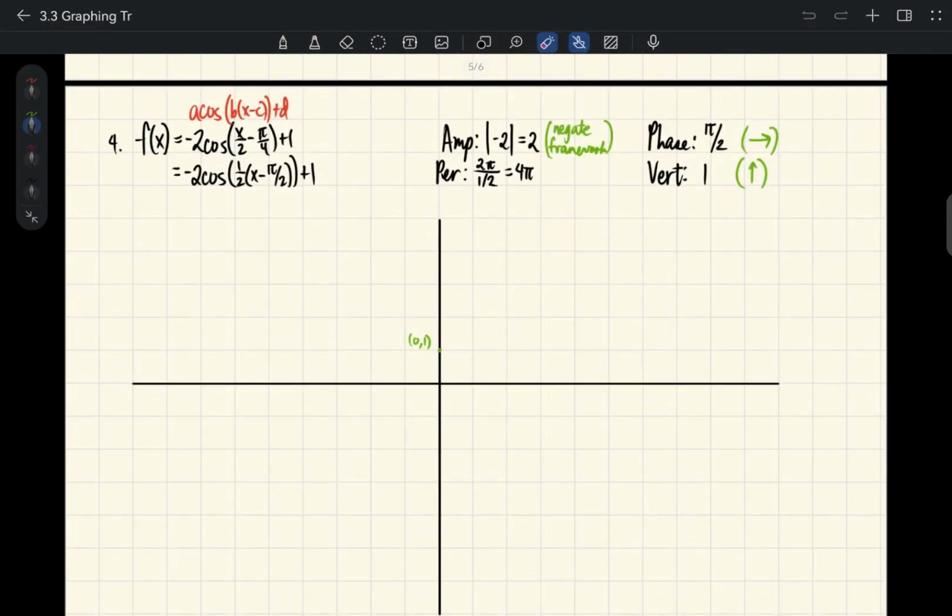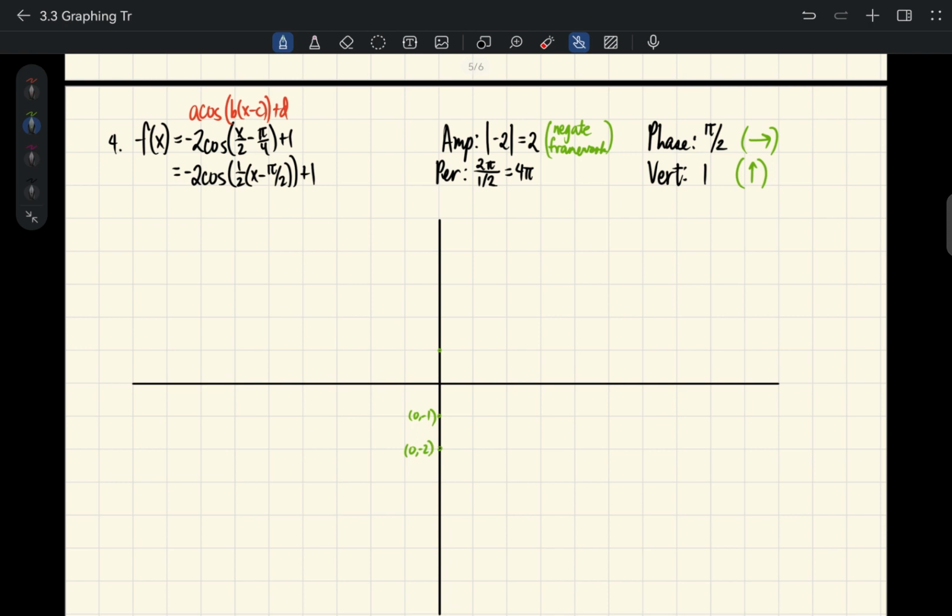So first, since we have a negative sign, we have to multiply by negative 1 first in the y-coordinate. So we're considering this time (0, -1). Then after that, since you have an amplitude of 2, we have to multiply the y-coordinate by 2. So you'll have right here (0, -2).